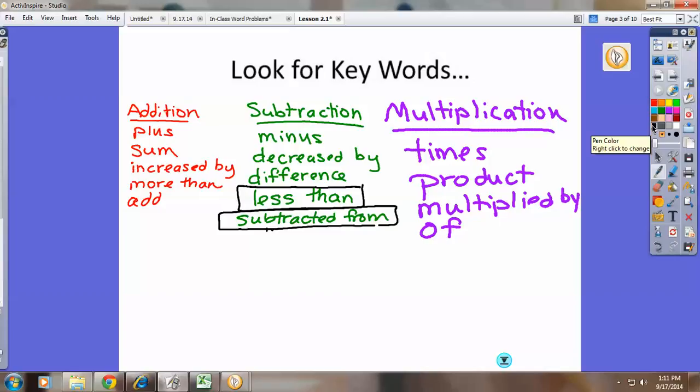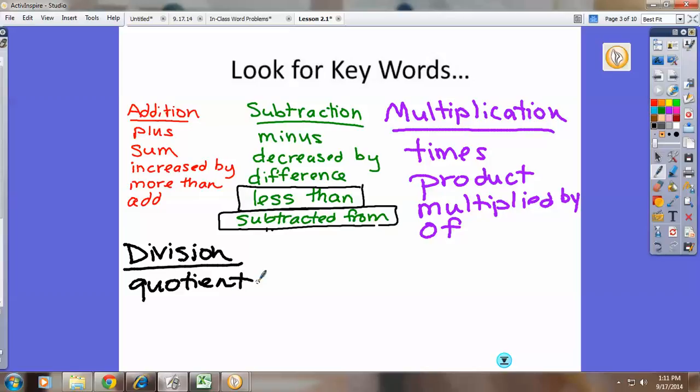Let's look at division next. What are some words that might mean division? Quotient. Quotient, good one. Divided by. Quotient, divided by. Anything else? Those are the two big ones.